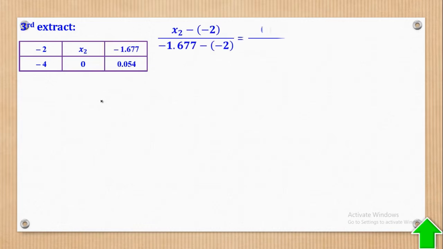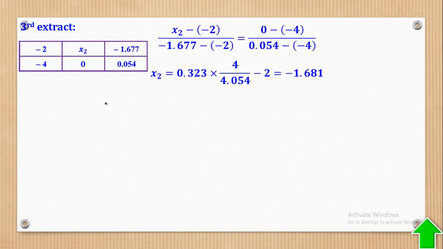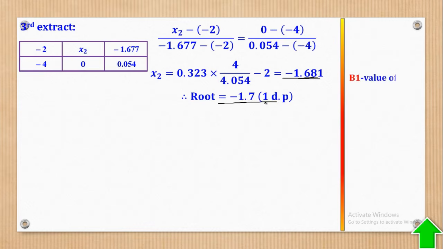And use linear interpolation to come up with the value of x2. And the value of x2, and therefore, when I compare this with the first one, the x1 to 1 decimal point, it was -1.7, and also this one to 1 decimal point is -1.7. Therefore the root is -1.7 to 1 decimal point. So B1 for x2, B1 for the required root.